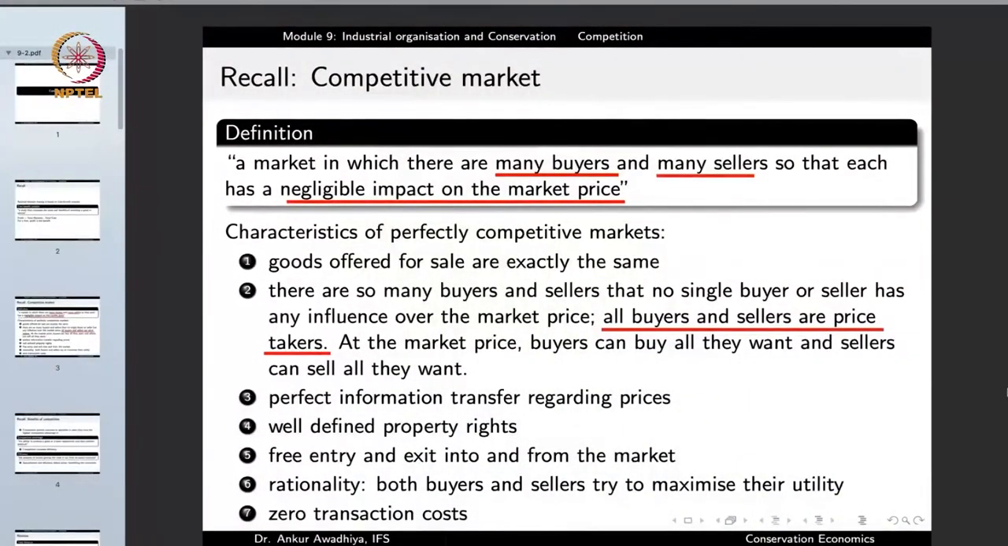Then another characteristic is perfect information transfer regarding prices, which means that the buyers and the sellers know at all times what the prevailing market prices are. Now, this is very important because the buyer is not spending time and energy and effort in finding out at what rate different sellers are selling the things. So he gets this information in an instant. This is an assumption that we make in the case of a competitive market.